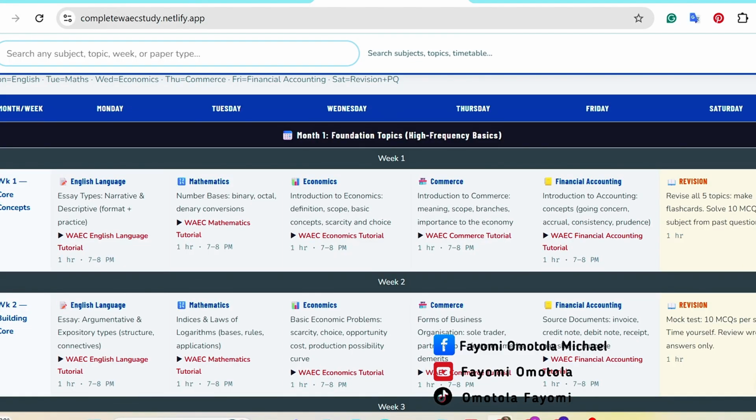As I have said, it is programmed in a way that at 7 p.m. every day, Monday to Friday, Monday is English, Tuesday maths, Wednesday, in this case, economics, Thursday commerce, Friday financial accounting, then revision of all those on Saturday. So let's go on that platform to see. As I have said, this platform is linked to YouTube videos that are relevant to each topic.